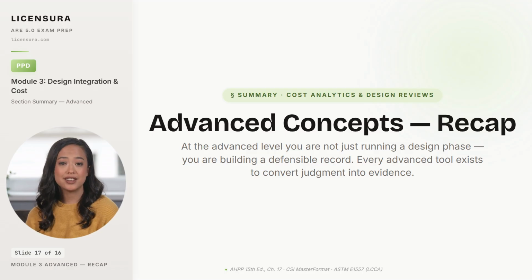You are not just running a design phase at the advanced level. You are building a record that has to hold up years later, sometimes in a deposition. Every advanced tool in this module exists for that reason.